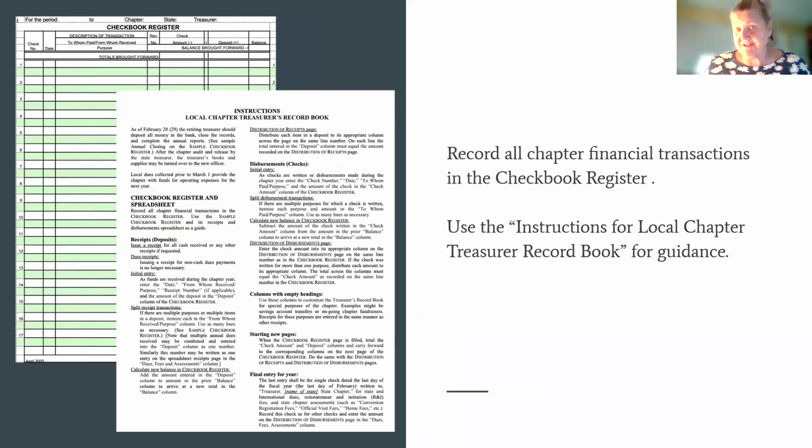Where can I find instructions? Say it with me. The IOLC has all the information you need for the chapter treasurer record book. That will list how you have to have your list. Several people ask me about this. So your checkbook register is different than mine, what I do on the state level. So your best reference first and foremost is always to go to this page of the record book, and that'll have it for you.